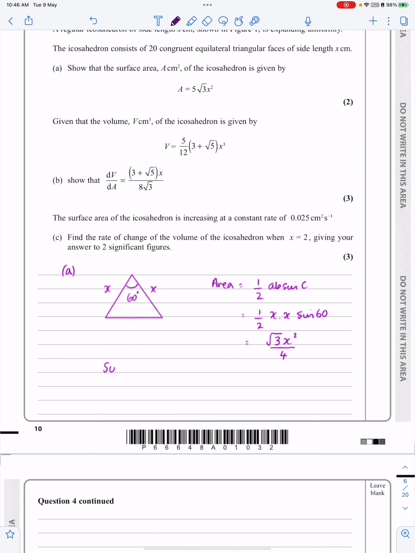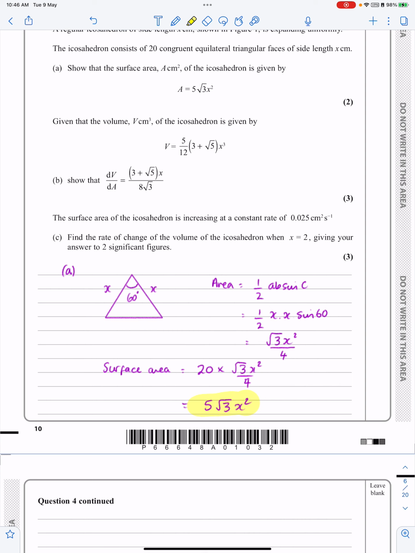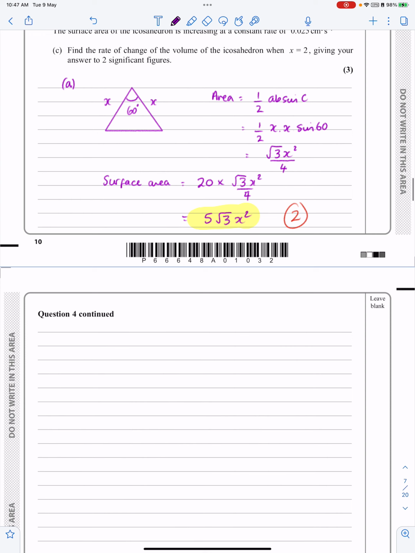So the surface area is equal to 20 times that, which then works out to be 5, that's it, 5 root 3 x squared. And notice the almost surprise in my voice there, that will sometimes happen, that you'll just do what you can, and then all of a sudden, before you know what's going on, you've got the answer there. I wouldn't give it too much time. If you don't get the idea fairly quickly, then just move on to part B.